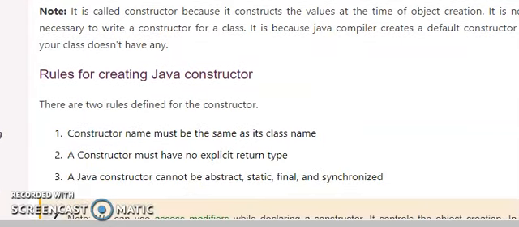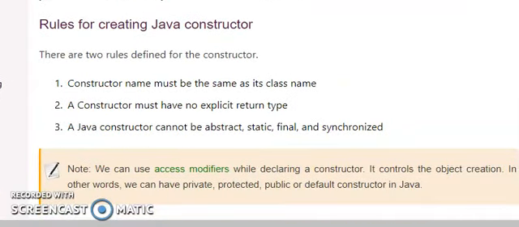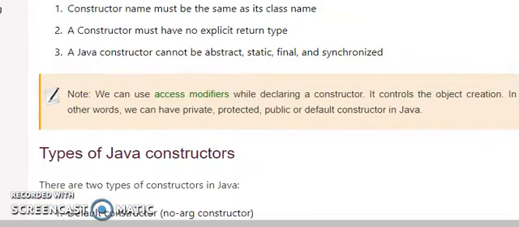Rules for creating Java constructors are: the constructor name must be the same as the class name. A constructor must have no return type, not even void. A Java constructor cannot be abstract, static, final, and synchronized. The important point here is that we can use access modifiers while declaring a constructor. It controls the object creation. In other words, we can have private, protected, public, or default constructors in Java.